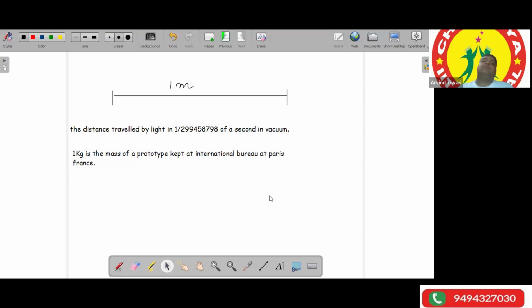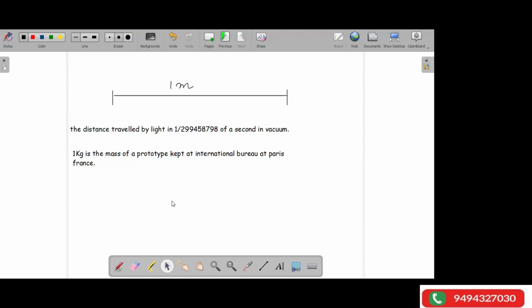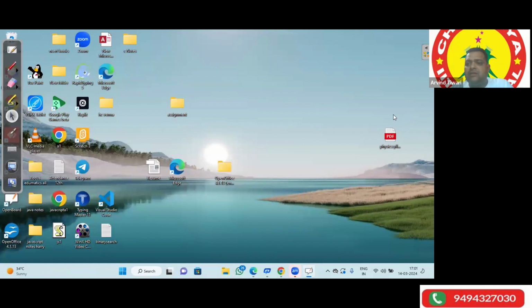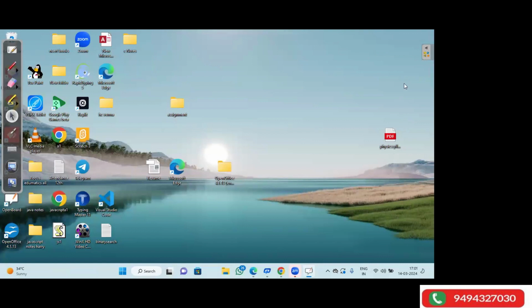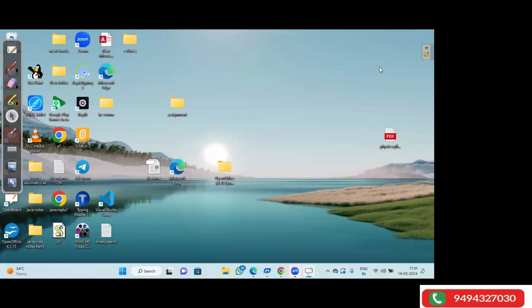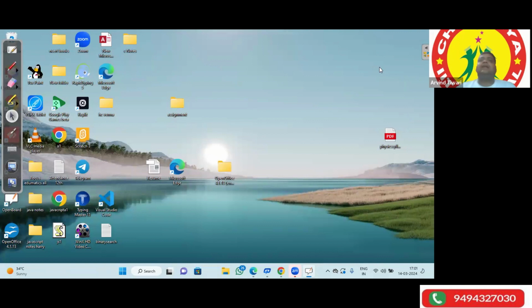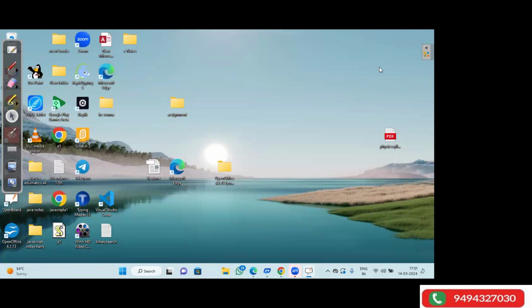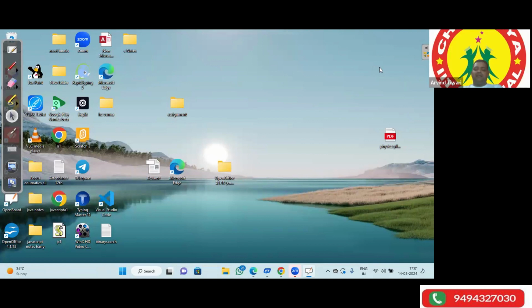So everything in that room is maintained. What is the alloy name? Yes, you are audible, Pritham. What is the alloy name which you mentioned? It's made up of platinum and iridium. No, there is no specific name. It's just a platinum and iridium alloy. Okay. So it's a platinum and iridium alloy kept at the International Bureau of Standards, Weights and Measures, Paris, France.